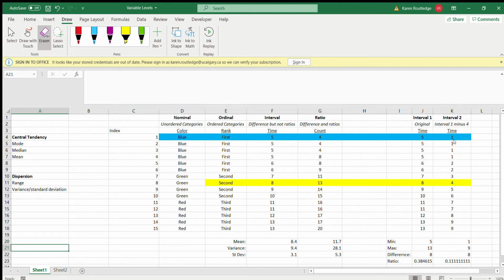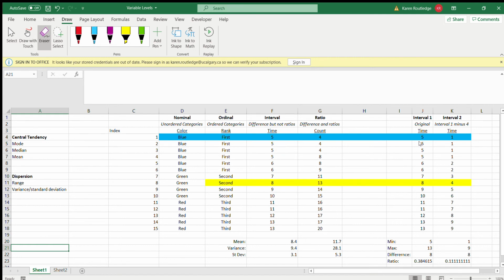Now let's do the same thing with our interval 2 data. So remember, our interval 2 is this column, and I've subtracted 4 from each of these. So we have a new data set, but one that's related. So our minimum is 1, 5 minus 4. Our maximum is 9, 13 minus 4, so that's all fine. We take a difference of our maximum minus our minimum, and it's still 8. So we get the same value, and it doesn't matter that we've subtracted 4.